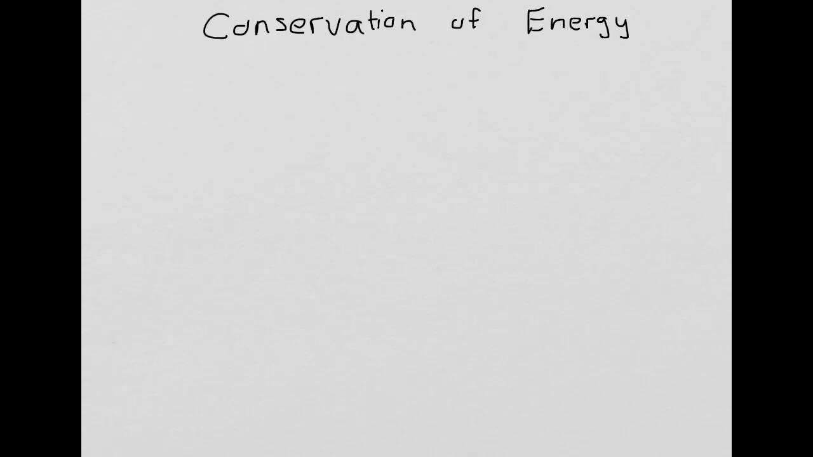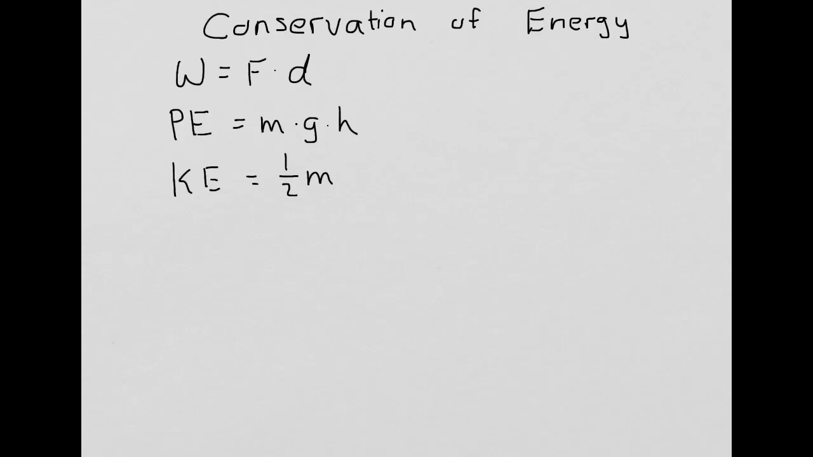So in the last couple of videos, we've learned about work, and then we've also learned about kinetic energy and gravitational potential energy. I'm just going to remind you of the equations. So we know that work is equal to force times displacement. And then we've learned that gravitational potential energy is equal to mass times gravity times height. And kinetic energy is equal to 1/2 mass times velocity squared. And we've already derived these equations.